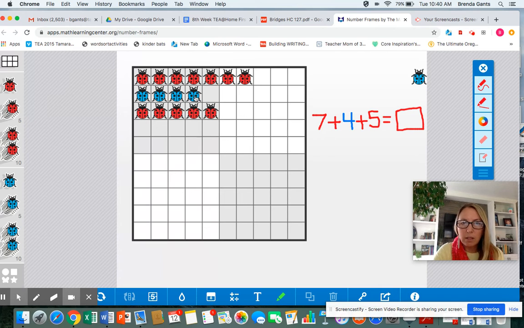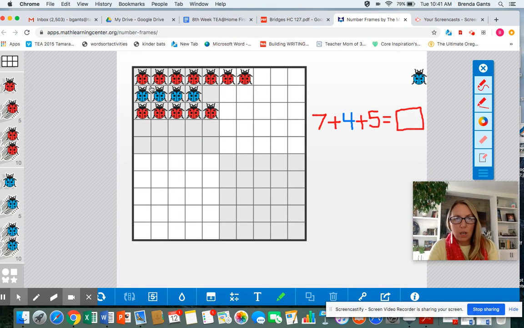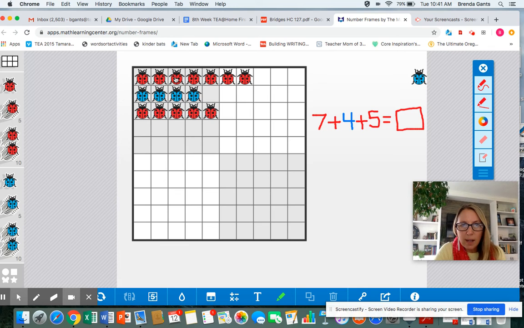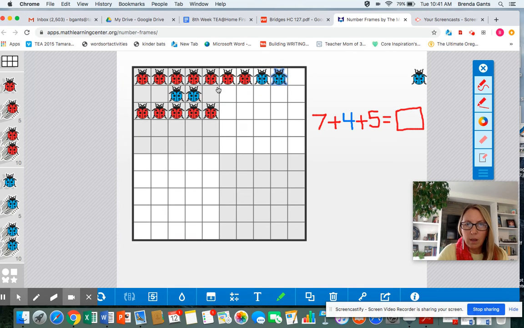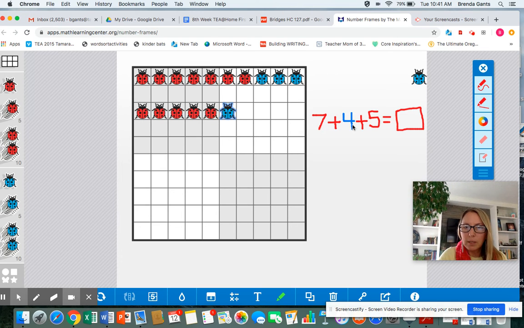I'm going to put my pen down and I'm going to move these guys around a little bit. So what I can see is that I have 1, 2, 3, 4, 5, 6, 7. I'm actually going to split up this 4 because I know that if I put 3 of them here with the 7, that a 3 and a 7 is going to be a 10. And then I can change that 5 to a 6. Look at that. I changed 7 plus 4 plus 5 into 10 plus 6.